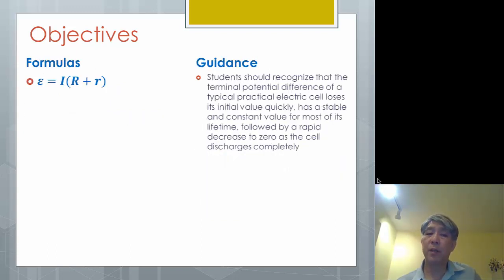For formulas, it's pretty simple. We only have one formula this unit, which says that the EMF, which is represented by that curly backwards-looking 3 or curly E, is going to equal the current in the circuit times the resistance of the circuit, that's the capital R, plus lowercase r, which is the internal resistance. From that formula, you can see that the internal resistance will be in series with the circuit's resistance. Under guidance, we're going to be looking at how a regular real-world battery operates over time.